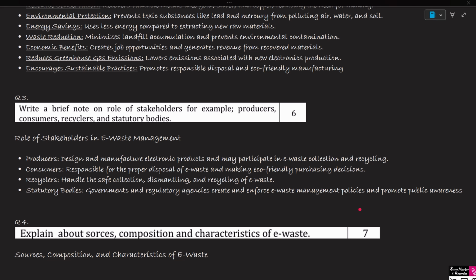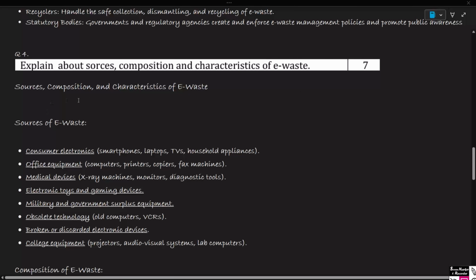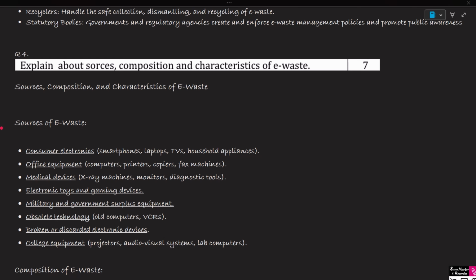Coming to the fourth question, we have: explain the sources, composition, and characteristics of waste. Coming to the sources of waste. The sources of waste is nothing but from where we get the e-waste. There are 8 ways from where we can collect e-waste. First one is consumer electronics which we consume, and later is office equipment, like from government offices, computers, printers, etc. Medical devices like X-ray machines, monitors, diagnostics tools.